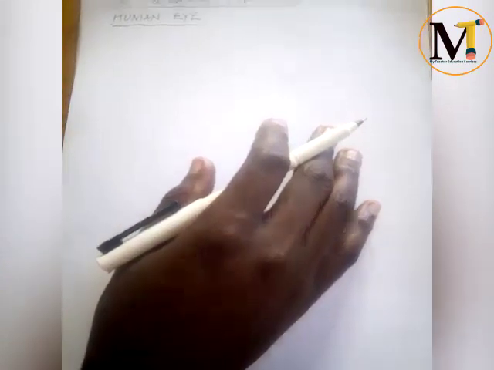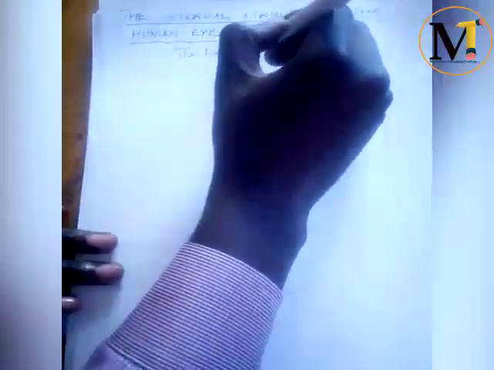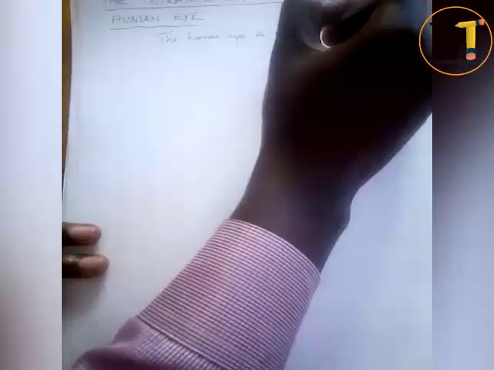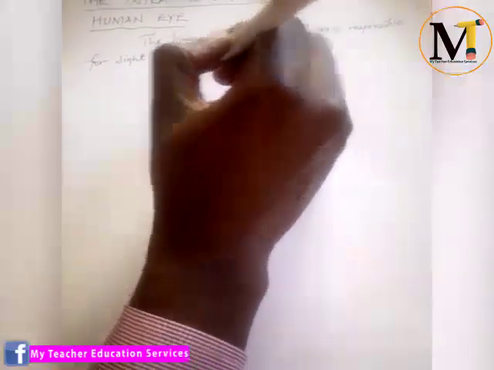In this video, we are going to look at the internal structure of the human eye. The human eye is a body organ responsible for sight. Let us look at the internal structure, and majorly we shall look at the parts of the human eye. The internal structure of the human eye has the following parts.